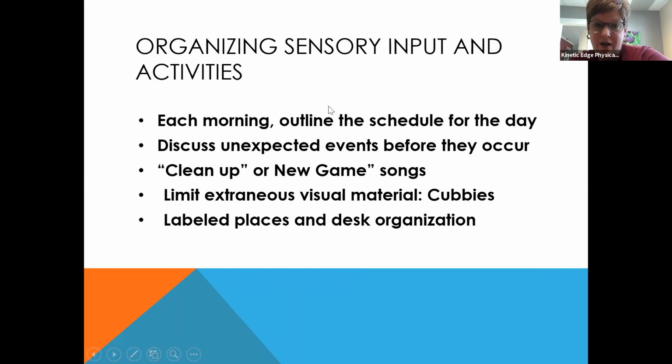Each morning, outline the schedule for the day, especially for those kids, the avoiders, the sensitivity sensors who need things to be routine and the same. So give them a schedule, let them know what's happening next, and discuss unexpected events before they occur so they have the heads up. Because as much as we'd like to provide routine, that's not practical. There's going to be times where something changes. If we can do some things to limit the trauma of the change, it should be received a little bit more positively.